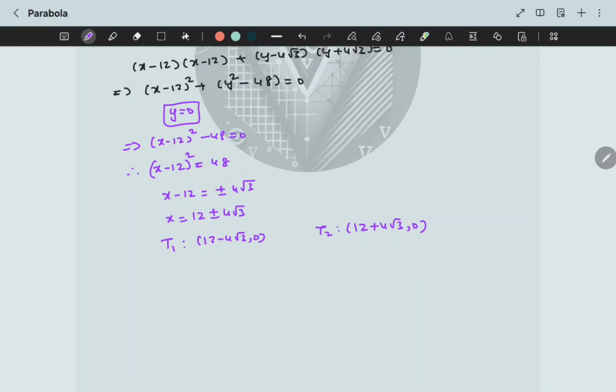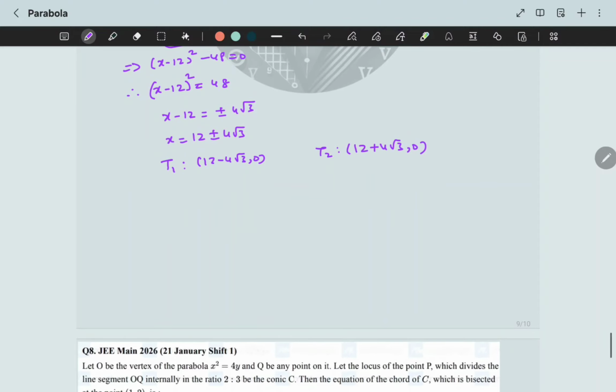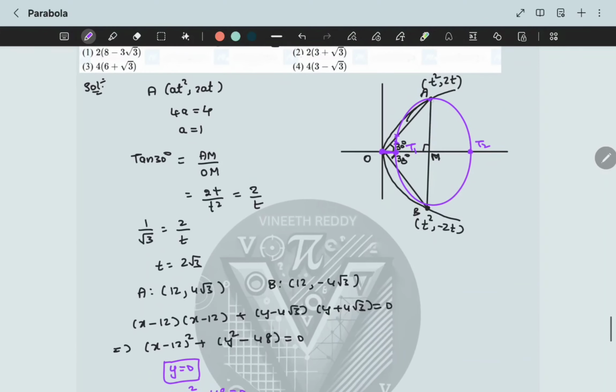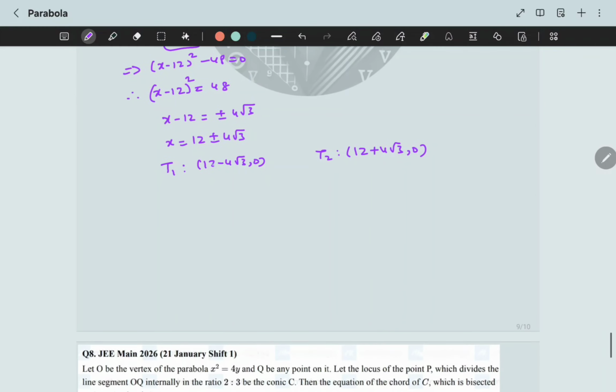Now the next question is, should we take T1 or T2? See, I have drawn it like this. T1 could be on the left side of the y-axis also. I'm just drawing a rough diagram here. Or T1 could be on the right side also. Anyways, the minimum distance will be OT1 and that should be 12 minus 4 root 3, I guess.